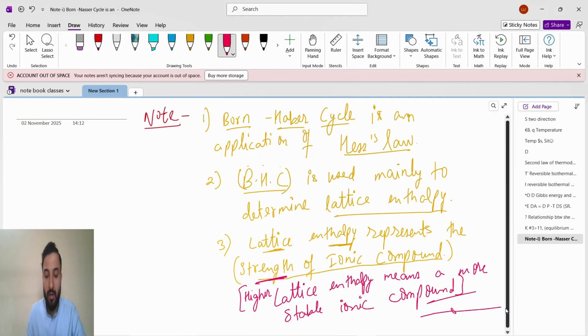Now you can say it like this also, guys. Increase in the lattice energy means increase in the strength of ionic compound, or higher is the lattice energy, higher is the strength. Strength means stability. Or higher lattice enthalpy means higher stability of ionic compound. If you know the concept, you can easily write these things by shuffling the statements.